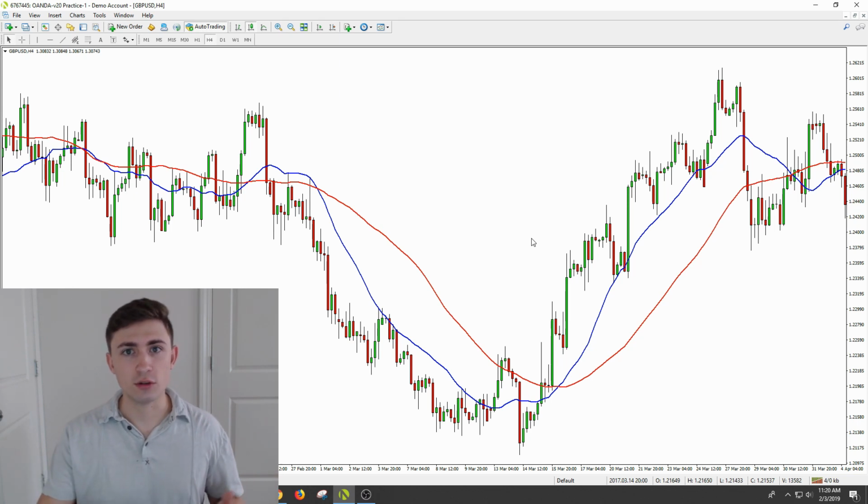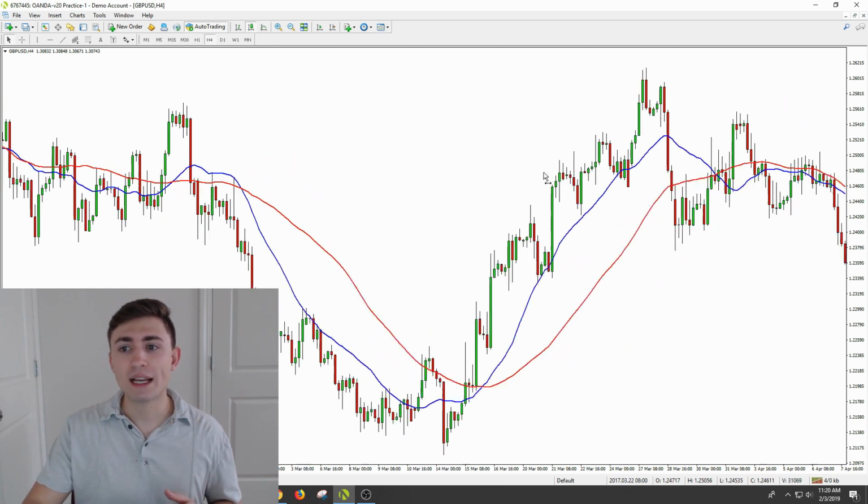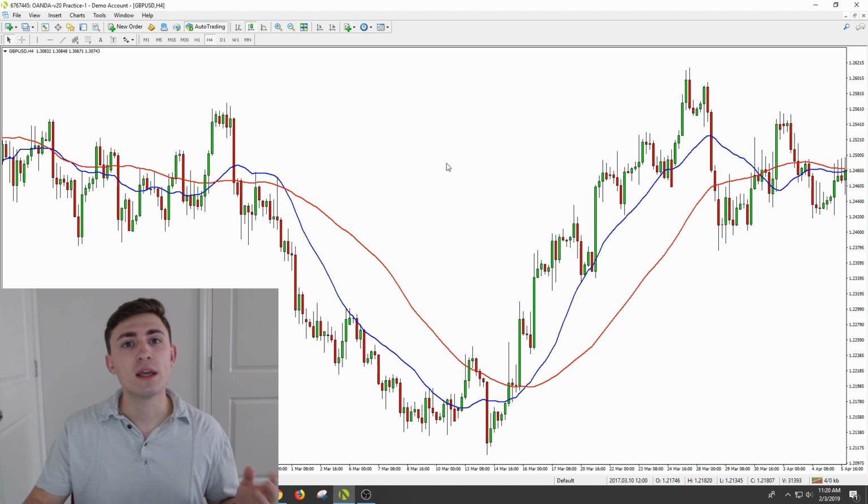So the first thing you're going to do is come up with some sort of strategy that you'd like to test. Today, I'm going to show you a short and very simple moving average crossover strategy, for example. But what you're going to do is scroll back in your chart a good bit of data, and start taking trades as if you were following your strategy.